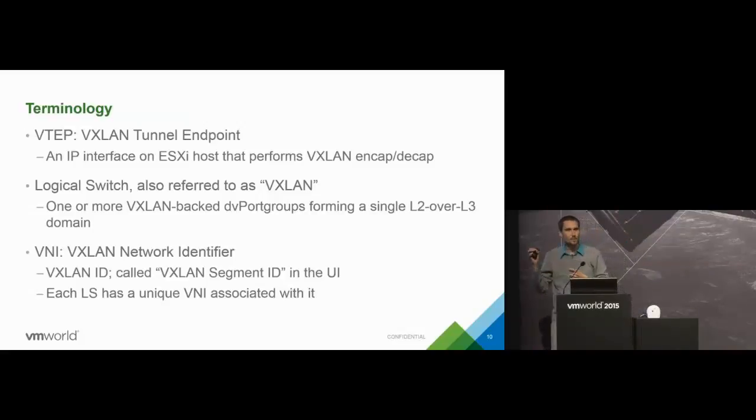VNI is the VXLAN network identifier. Each logical switch has a VNI assigned to it. VNI is the value which will be put into the VXLAN frame to identify the logical switch when encapsulation and decapsulation happens. Each logical switch has a unique VNI.